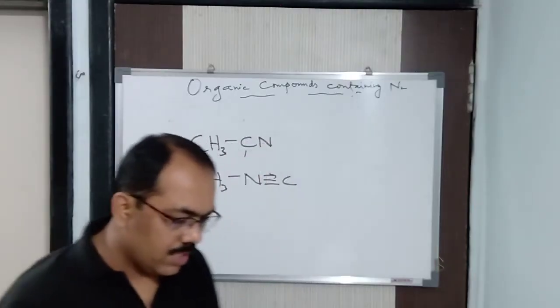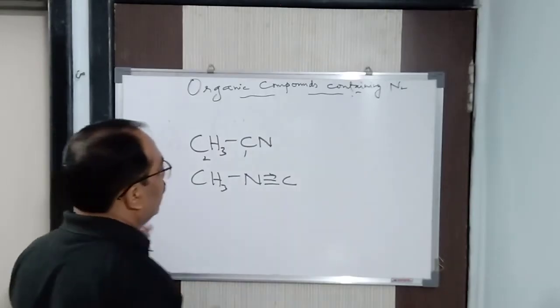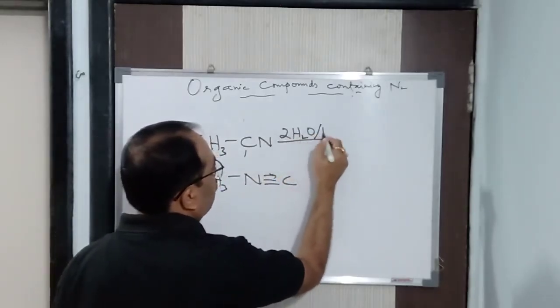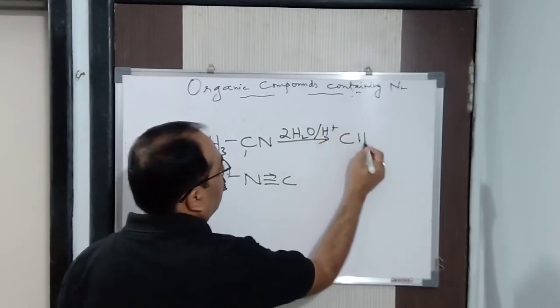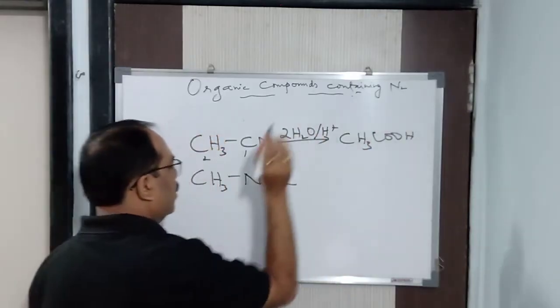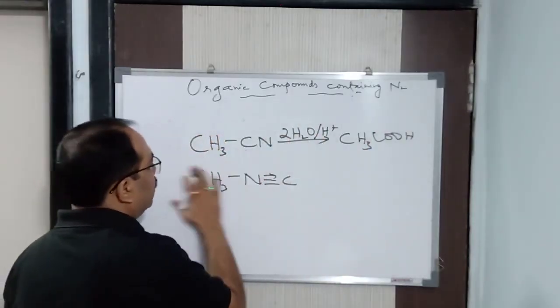For example, here you can see that CH3CN upon hydrolysis, that is 2H2O/H+, acidic hydrolysis, will give you CH3COOH plus ammonia, the secondary product, so to say. We get it. This is a reaction.